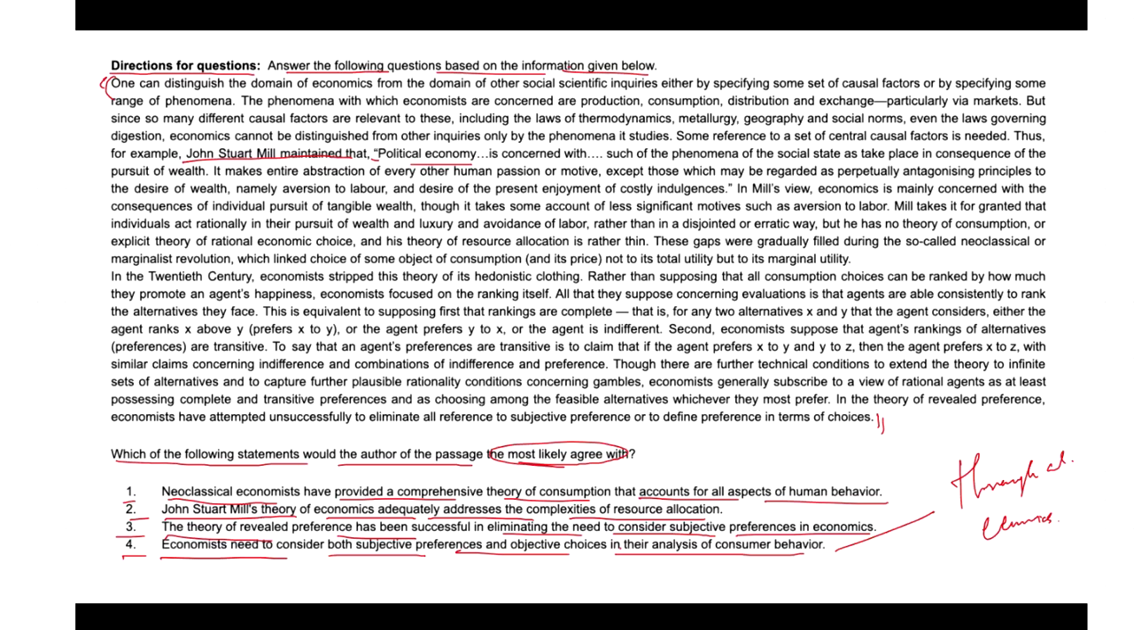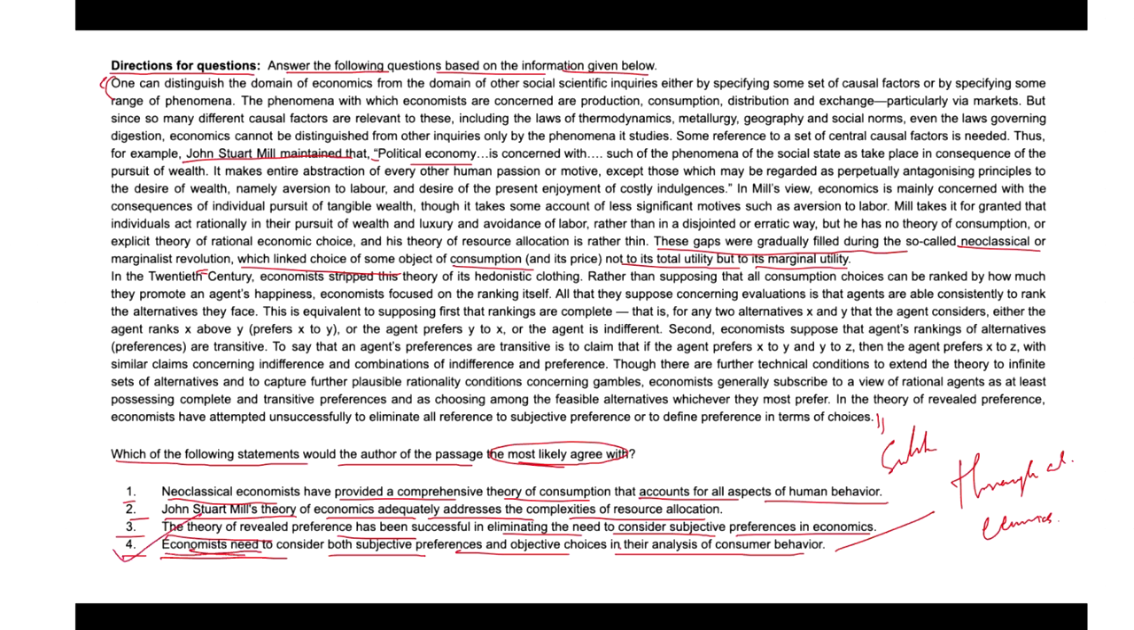However, it also points out gaps and limitations in these theories, suggesting that economists should consider both, you can say, that subjective. So one may say marginal, which links the choice of some object of consumption not to its total utility, but to its marginal utility. So in that case, you can say the author of the passage's overall message is about the complexity of economic behavior and the need for a nuanced approach. So if you see, option 4 matches that.